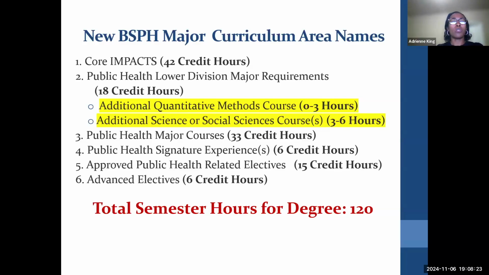And then the 18 credit hours, those are the lower level division requirements, which are your introductory classes, which we referred to as Area F previously. And then you'll also be required to do the additional quantitative methods course, as well as the additional science or social science courses. We'll have still the 33 credit hours for the major public health courses. You will still also have to do the signature experiences, which are 6 credit hours. And then you will have the electives pertaining to that particular concentration, which will add up to 15 credit hours. And then lastly, 6 credit hours for the advanced electives, for a total of 120 credit hours for completion of the undergraduate program.